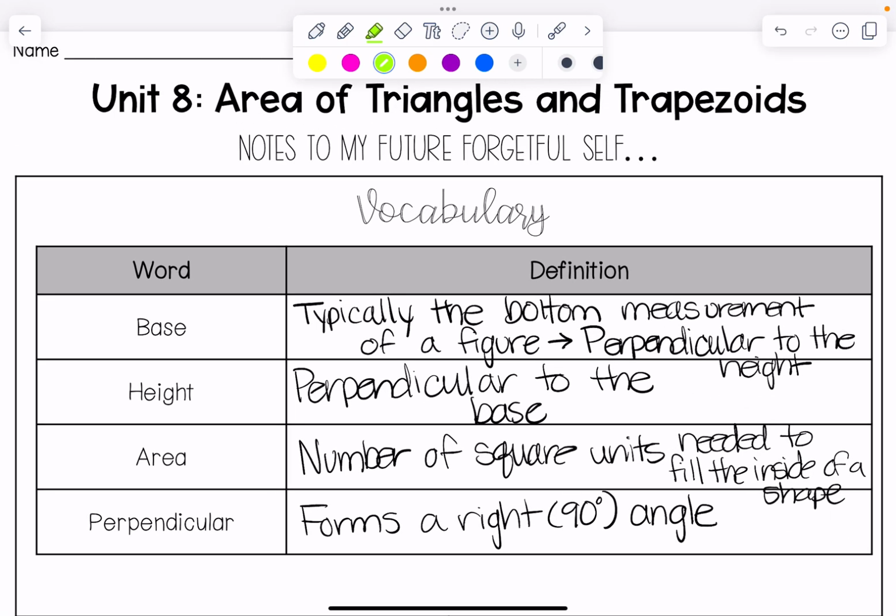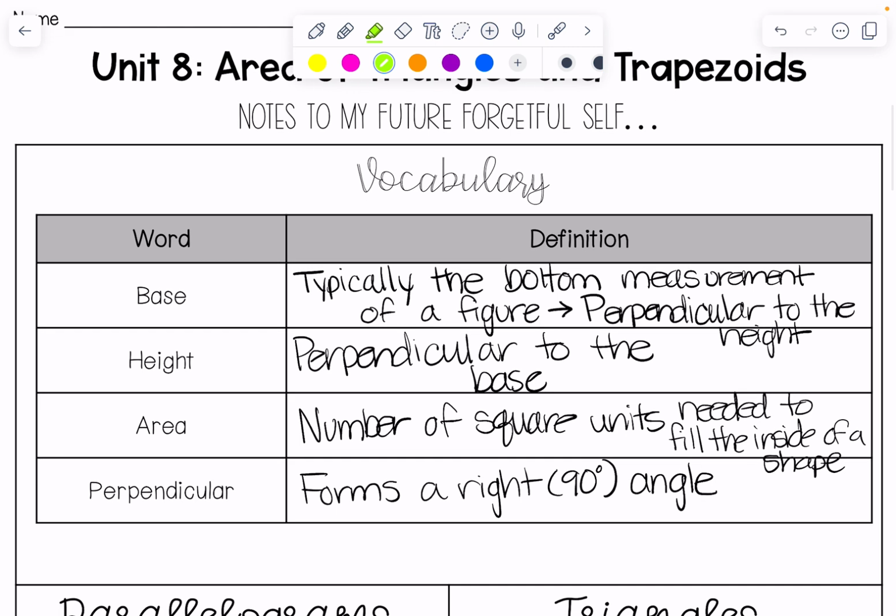Hi, 7th graders. Today we are going to talk about the area of triangles and trapezoids with a little bit of reviewing of parallelograms as well. So, first of all, some vocabulary that's important to know.